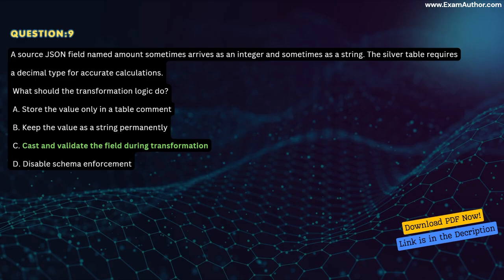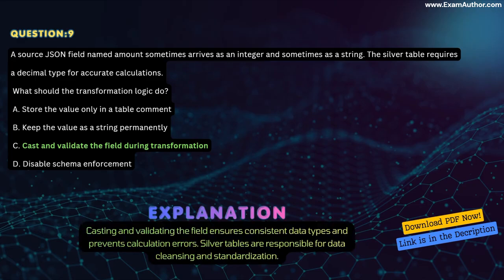Correct answer, C. Cast and validate the field during transformation. Explanation: Casting and validating the field ensures consistent data types and prevents calculation errors. Silver tables are responsible for data cleansing and standardization.